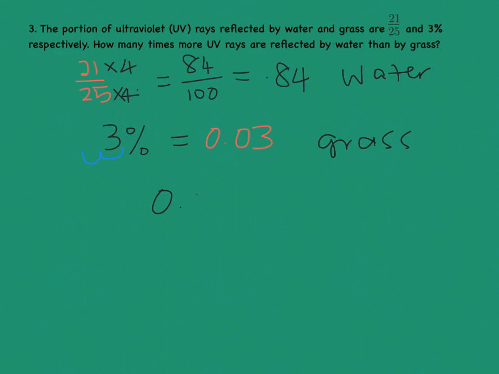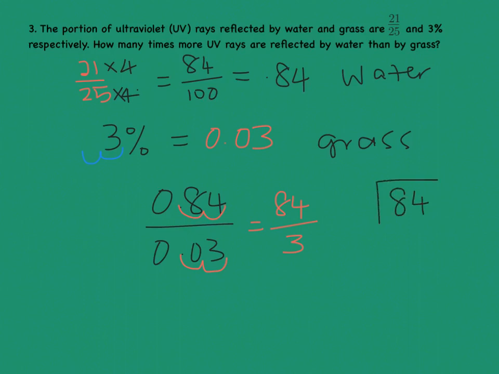So 0.84, when you divide it by 0.03, we will first have to convert the divisor into a whole number. So to make 0.03 into a whole number, we will multiply it by 100. And you have to do the same to the other number. So you end up with 84 divided by 3. We will divide 84 by 3 using long division.